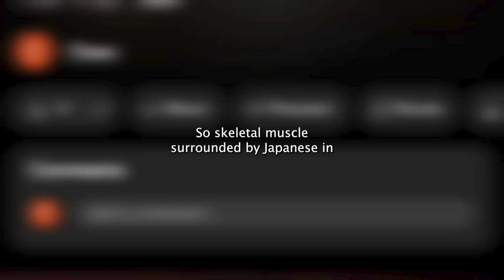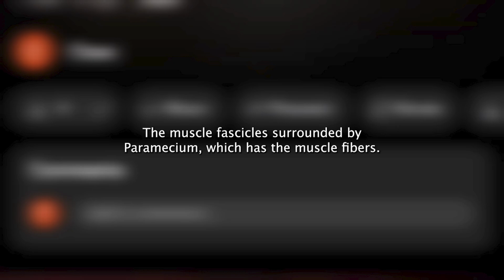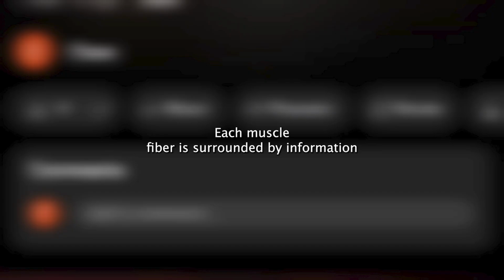So a skeletal muscle is surrounded by epimysium. It contains muscle fascicles, which are bundles of muscle fibers. The muscle fascicle is surrounded by perimysium, which has the muscle fibers. Each muscle fiber is surrounded by endomysium, which has the myofibrils inside. The myofibrils have the thin and thick filaments.